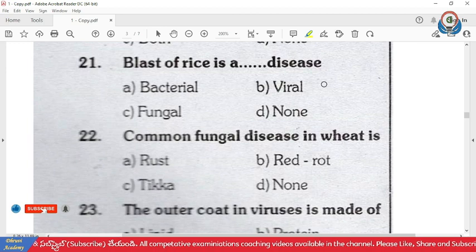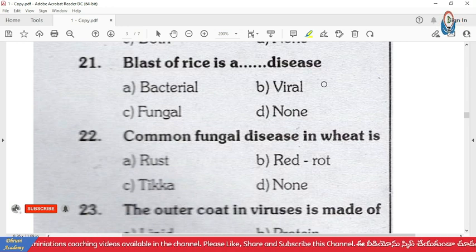Next, blast of rice is a dash disease. Is it a bacterial disease, a viral disease, C a fungal disease, or D none? Which is the correct answer?